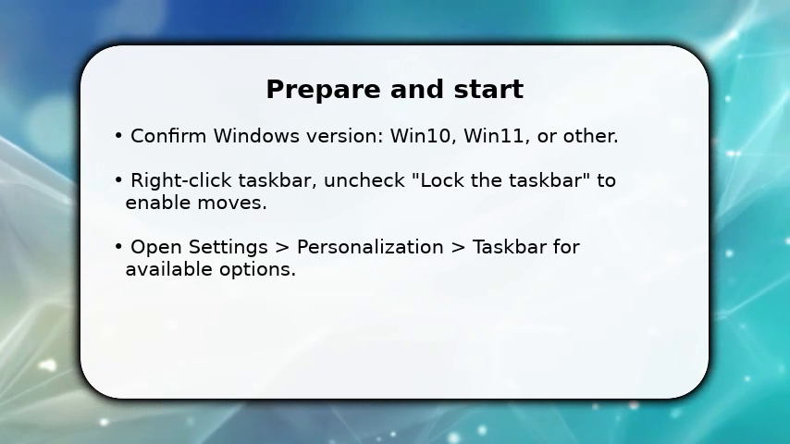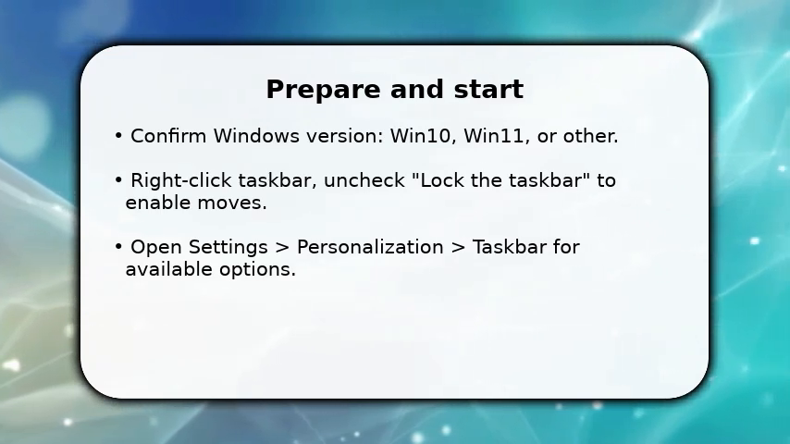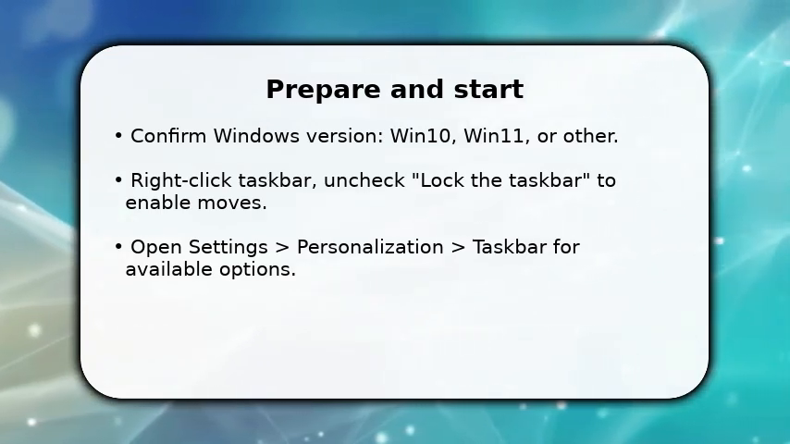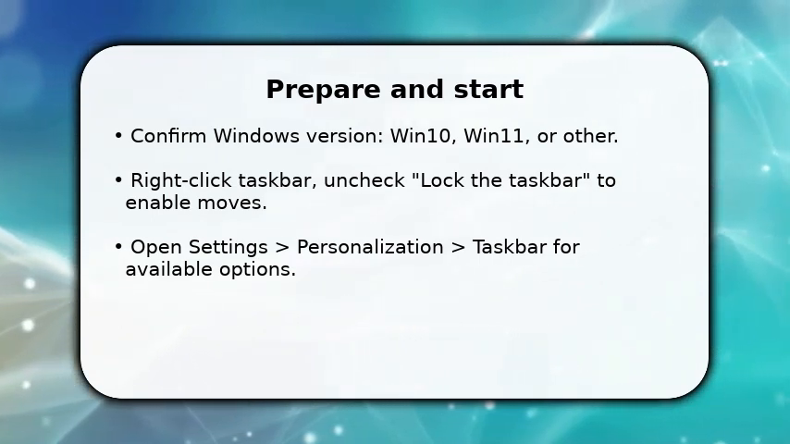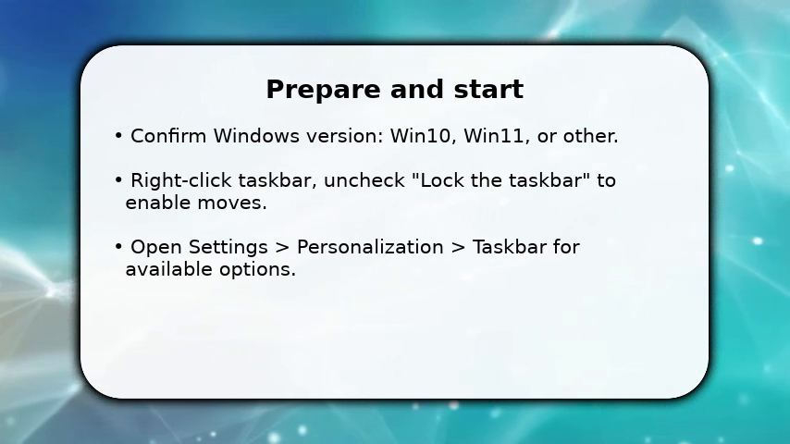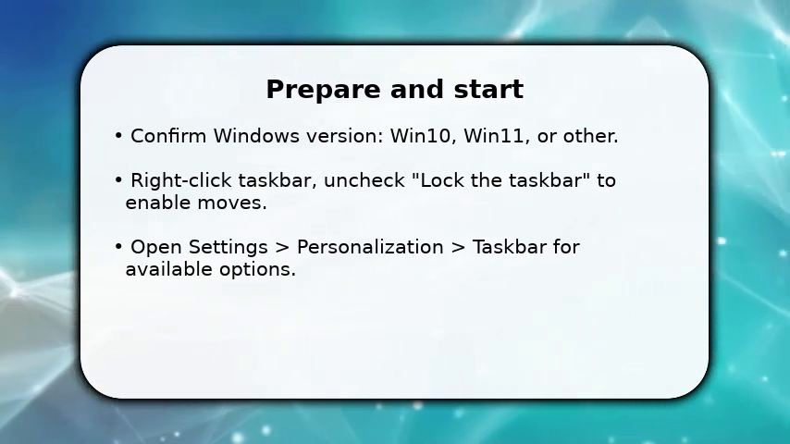You'll begin by confirming your Windows version, because the method differs. Once done, unlock the taskbar so you can move it. Right-click the bar and clear lock the taskbar. Then open Settings, Personalization, Taskbar to see built-in controls.